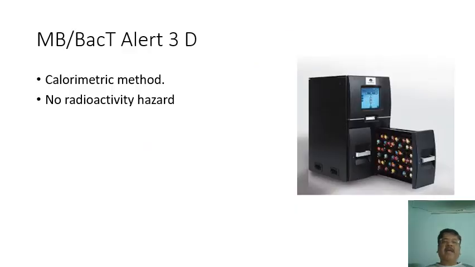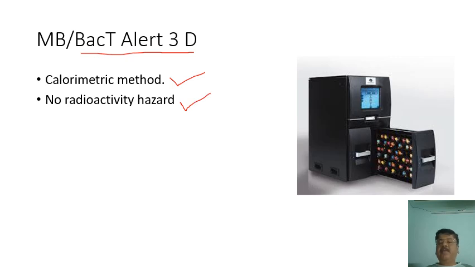Another method is the BACT/ALERT 3D, which is a colorimetric method. The metabolic activity of the organism inside the medium will lead to a change in the pH of the medium, and there will be a change in the color of the indicator present at the base of the medium, which will stimulate the sensors and give the result if it is positive. Again, it is safer because there is no radioactive hazard.